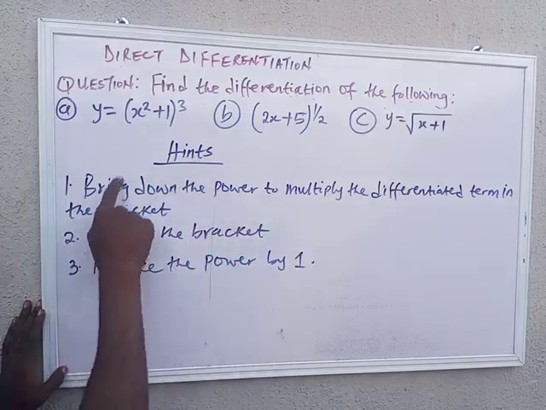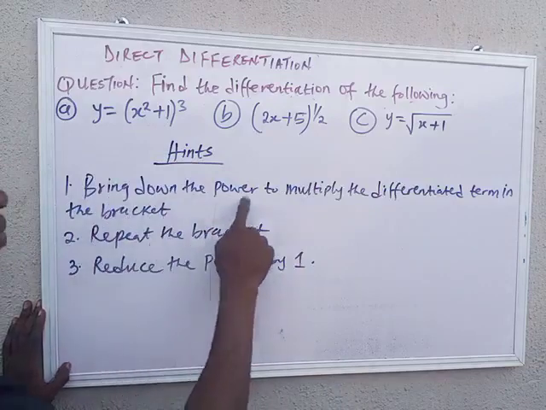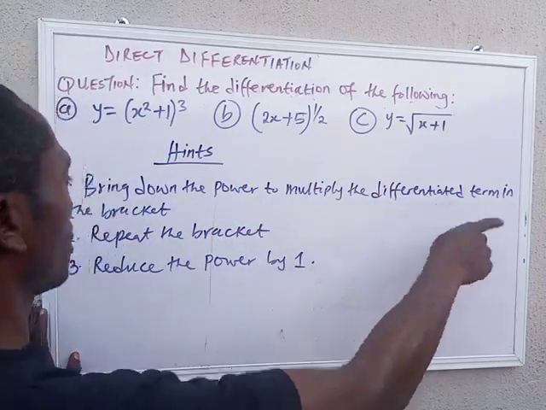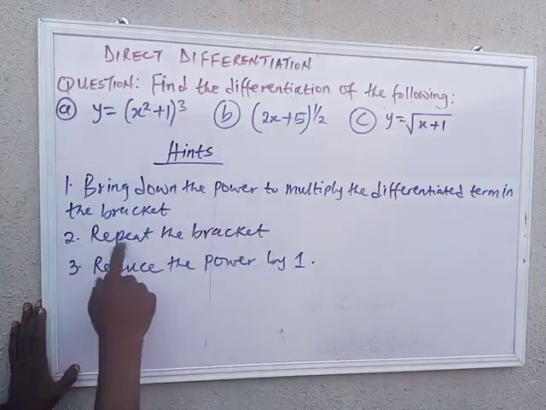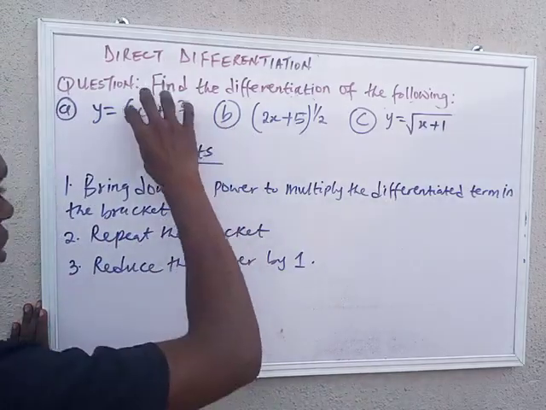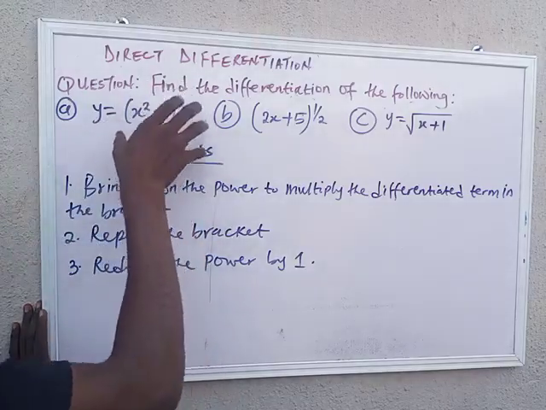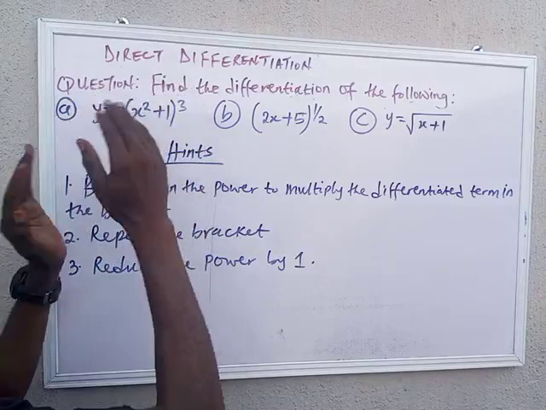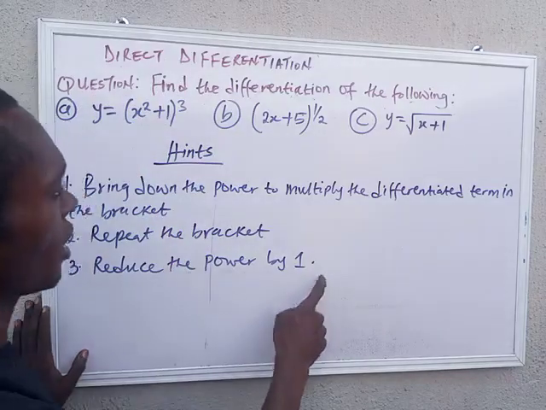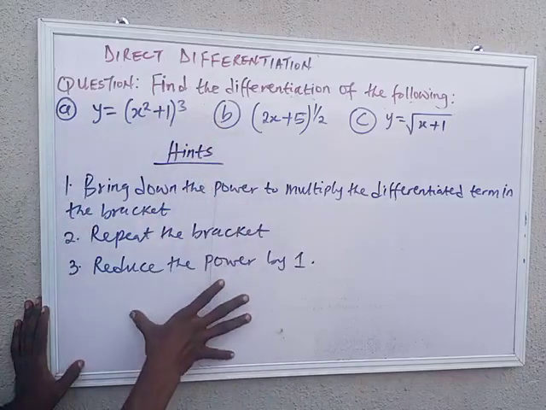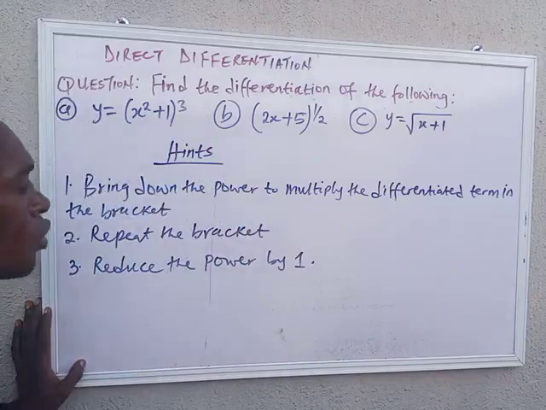Now, we have hints here. The first hint is if you have a problem like this, what you do is you bring down the power to multiply the differentiated term in the bracket. Then the next thing is repeat the bracket, the whole term in the bracket as it is given in the question. Then number three is reduce the power by one. Now, when you have reduced the power by one, this will give you your differentiated value, your answer to your problem.